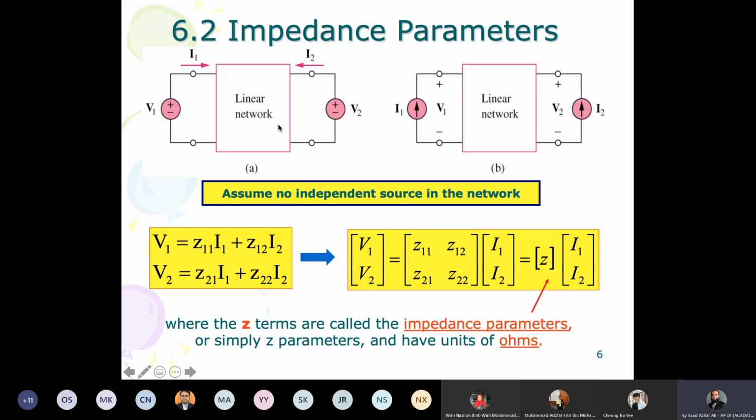This is one example of a two-port network. Once again, this part is the network. This is out of the network. These V1 and V2 sources are out of the network. So it could be a voltage applied to the network, or it can also be applied with a current source from both sides. And once again, the assumption is there is no independent source. There's no power generated inside the network.